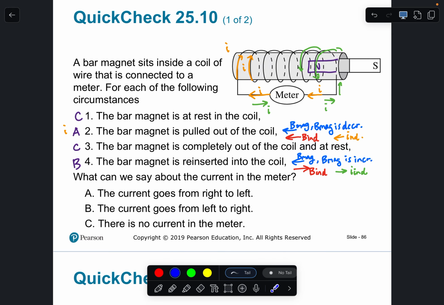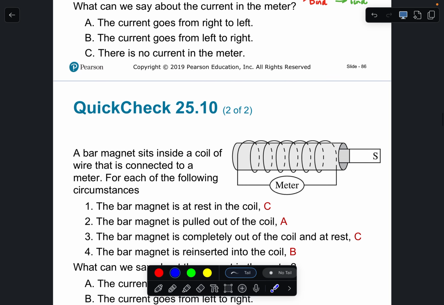So it gets progressively more difficult because they stop giving you the B field direction, right? And you're going to have to use your knowledge of the previous chapter to determine the B field direction. That's where we use the North Pole, the magnetic field, right? We know that it points out of the North Pole.